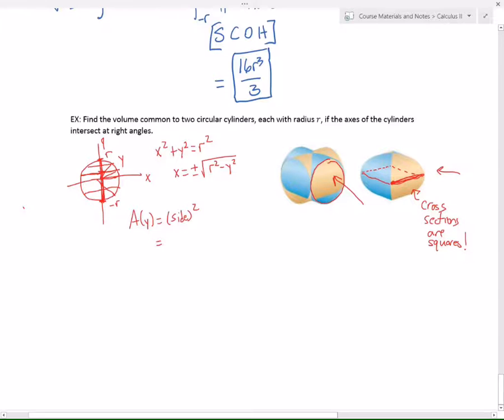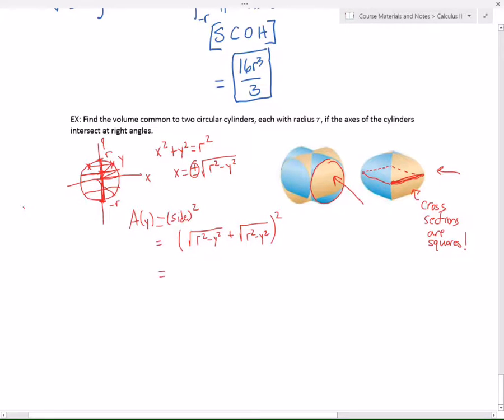My side length is from this side of the curve to this side of the curve, which happens to be, now that I know these two curves, square root of r squared minus y squared minus a minus square root of r squared minus y squared. And I'm going to square that. And I forgot the pi, by the way. No, it's not a pi, because, sorry, it's late in the day. I apologize. It is because it's a square. It's just the side squared.